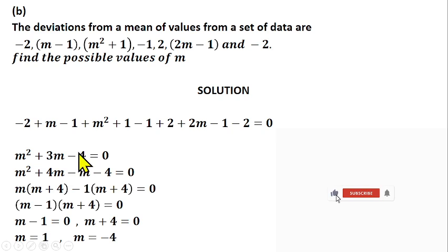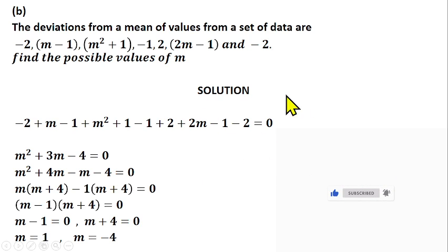So we are having a quadratic equation to deal with, which can be solved using the factorization method. If you understand quadratic equations very well, you arrive at this. If you factorize this, you have m into m plus 4, minus 1 is common here, minus 1 into m plus 4 equals 0. So we have m minus 1, m plus 4 equals 0. So technically, m minus 1 equals 0, m plus 4 equals 0. So our m is equal to 1, and our m is equal to minus 4 for question number 13b.